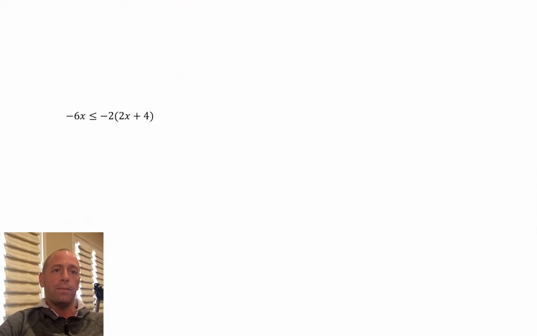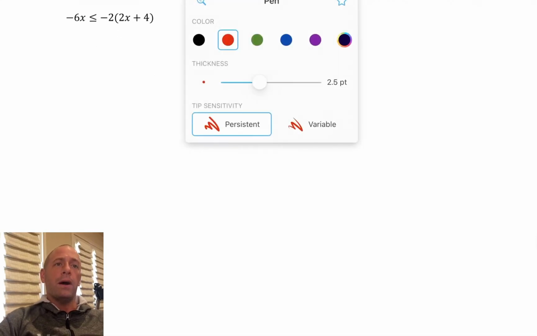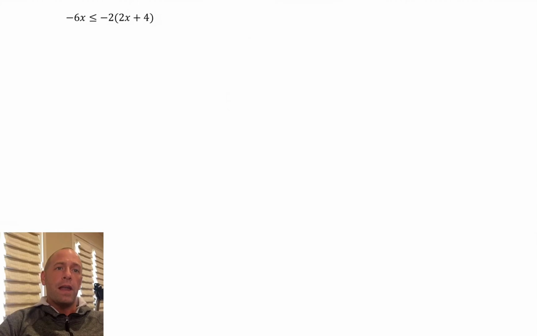Next example. Again, I'm going to start by distribution. Negative 6x is less than or equal to that negative 2 groups of 2x plus 4. I'm going to take that negative 2 and I'm going to multiply it by both terms inside that bracket to get negative 4x subtract 8.